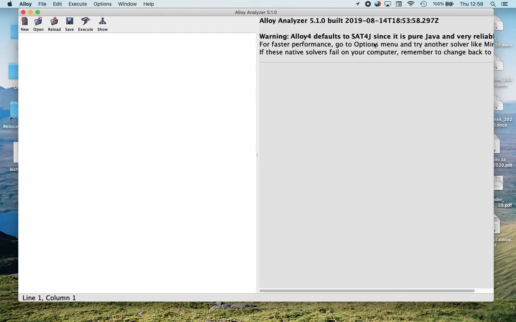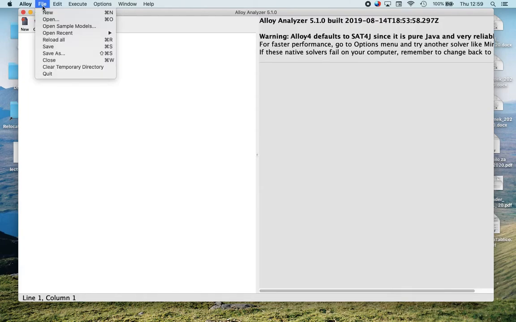It uses a Java SAT solver called SAT4J. It's not the fastest SAT solver around, but it's anyway good enough for the applications we're going to do. So in this little part of the window, we're going to get the analysis of what we ask the analyzer to do. And here we're going to write our theory, and it would take a long time to do it by hand. So let me load the theory that's prepared for the lecture.